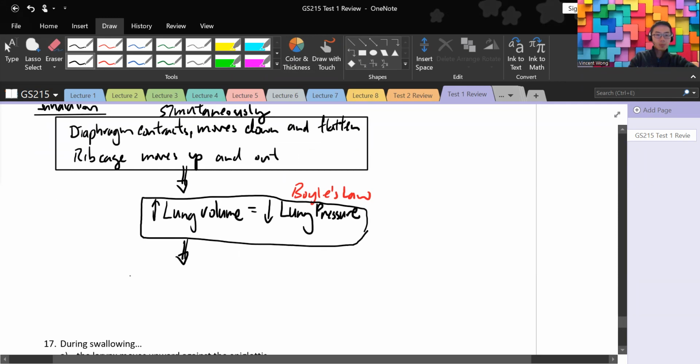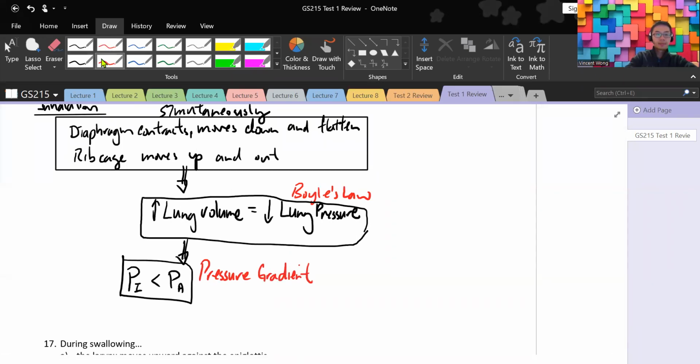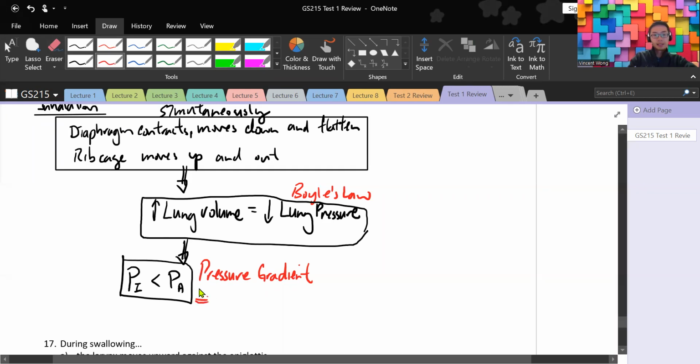What happens next is when pressure in the lungs is less than pressure in the atmosphere, we create a pressure gradient. Then air rushes in. Air rushes into the lungs. So that's how you inhale.